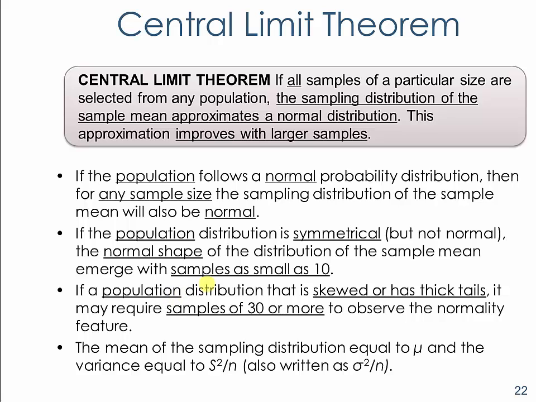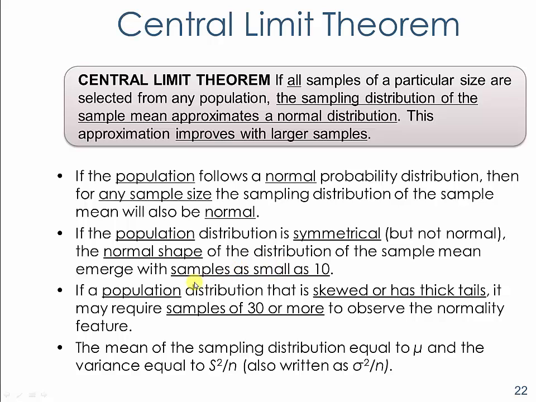So there are some further bullets as well. If the population follows a normal probability distribution, remember we're talking about the population. If the population is already normal, then for any sample size, the sampling distribution of the sample mean will also be normal. So if our population is normal, our sampling distribution of the sample mean will be normal. If the population distribution is symmetrical but not normal, the normal shape of the distribution of the sample mean begins to emerge with samples as small as 10.